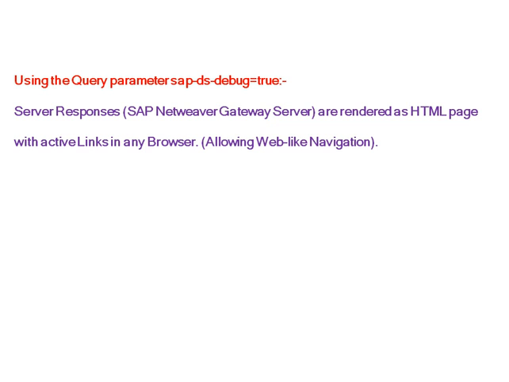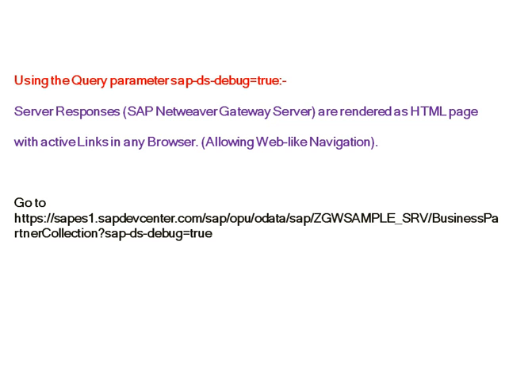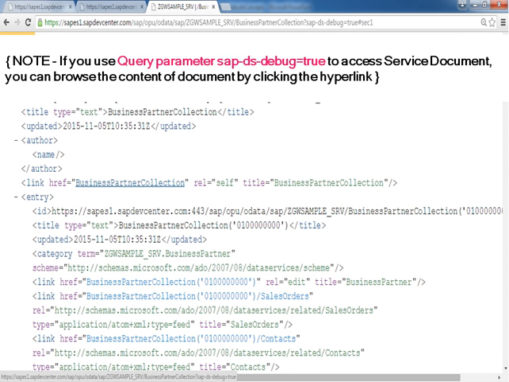Using the query parameter sap-ds-debug=true, server responses are rendered as an HTML page with active links in any browser, which allows web-like navigation. Go to the following link. If you use the query parameter sap-ds-debug=true to access the service document, you can browse the content of the document by clicking the hyperlinks.